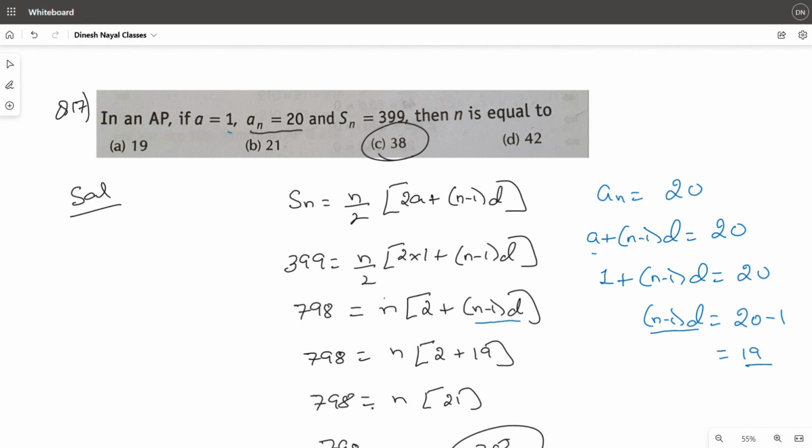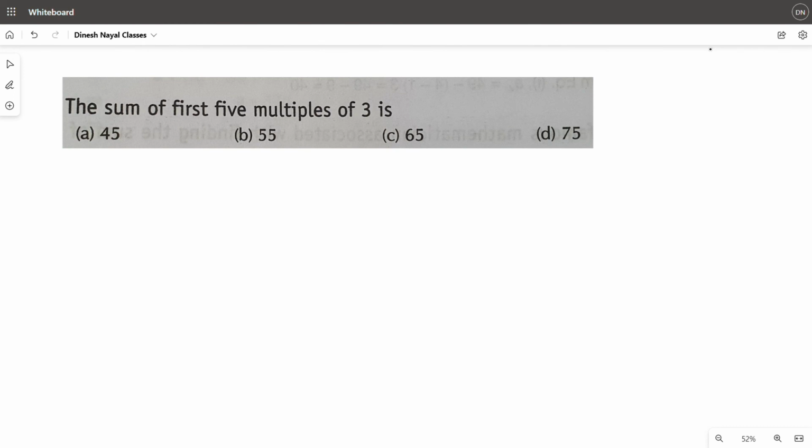Now coming on to the last question, which is question 18th of the MCQ. Question 18 is, the sum of first 5 multiples of 3 is. First of all you have to write the first 5 multiples of 3. So starting with the solution, which is 3, 6, 9, 12 and 15. So these are the first 5 multiples.